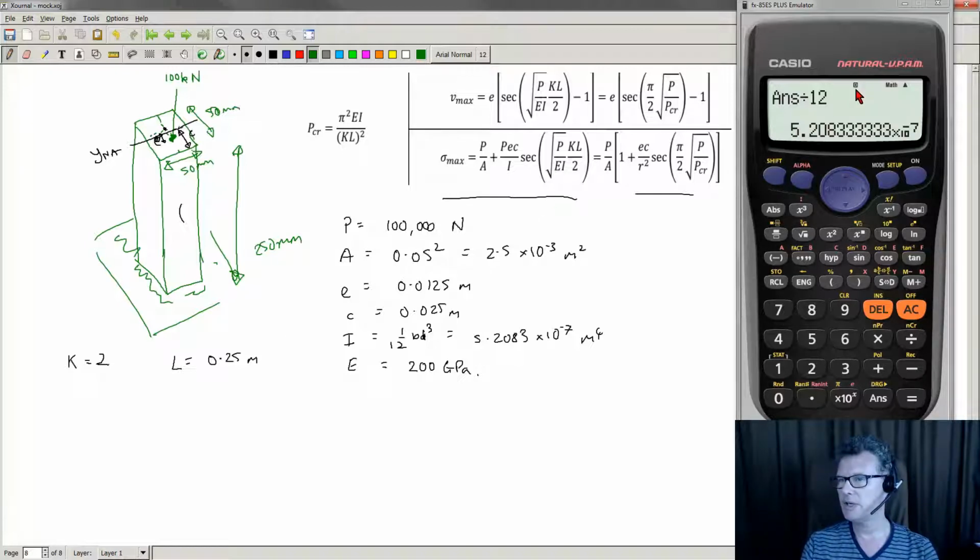My calculator is set in decimals. Can I remember what a sec is? A sec is 1 over cosine. Yeah, it's 1 over cosine. Cosec is 1 over sine. Let's put all the numbers in and find what our maximum stress is. See if we get a sensible answer.